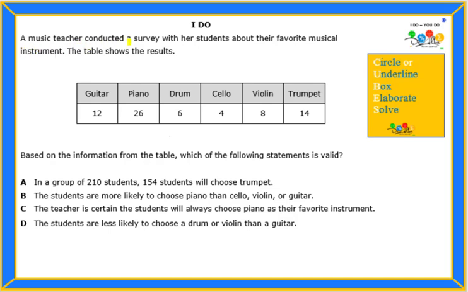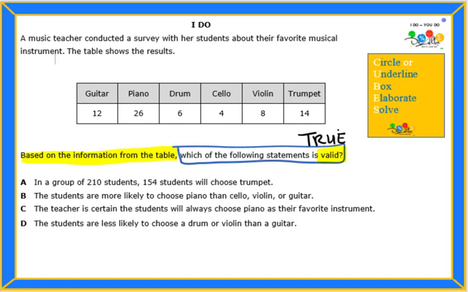A music teacher conducted a survey with her students about their favorite musical instrument. The table shows the results. Based on the information from the table, which of the following statements is valid? So when they're asking for a valid statement, they're asking for something that is true.